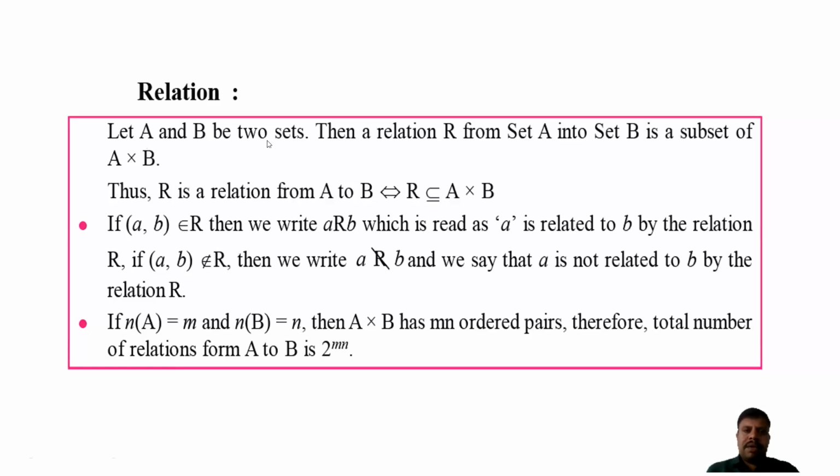So let A and B be two sets. Then a relation R from set A to set B is a subset of A cross B. Thus, R is a relation from A to B, so R is a subset of or equal to A cross B. If (a, b) belongs to R, we write a R b, which means a is related to b by the relation R. If (a, b) does not belong to R, then we write a is not related to b by the relation R.